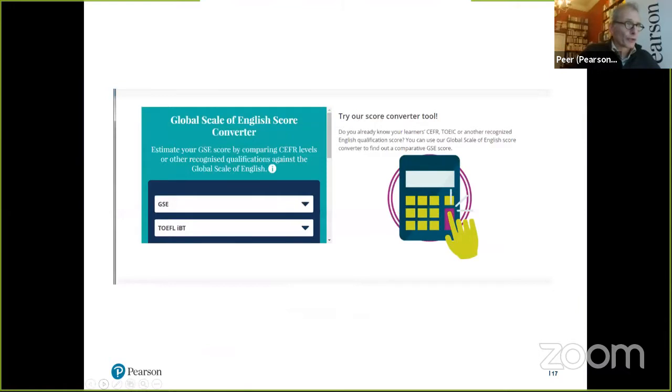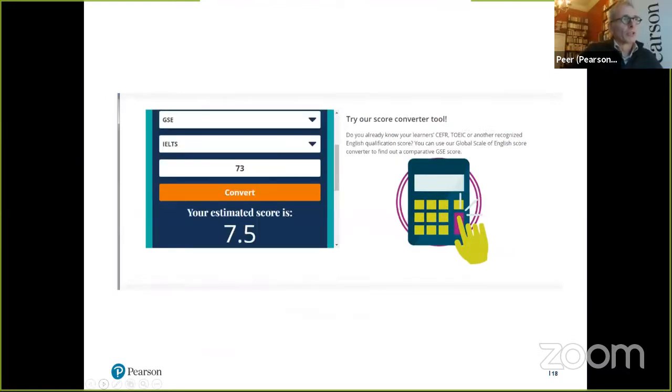So for instance, if you want this value on the TOEFL scale, we can convert it. Or if we want it on an IELTS scale, we can convert it. So for example here, a 73 would correlate to a 7.5 on an IELTS scale.